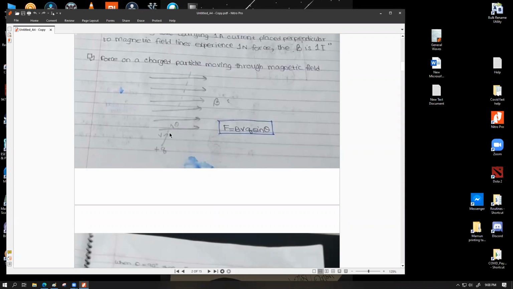Well, align your index finger with the B. Then rotate your arm, keeping your index finger orientation the same, and then rotate your wrist so that your middle finger aims with the velocity. Then your thumb should aim into the page. That means the charged particle, after entering the magnetic field, will bend inward. Okay?